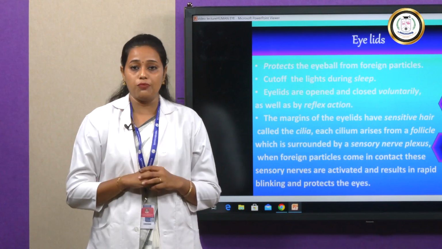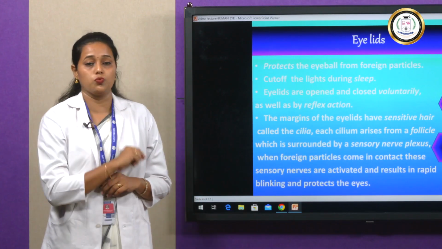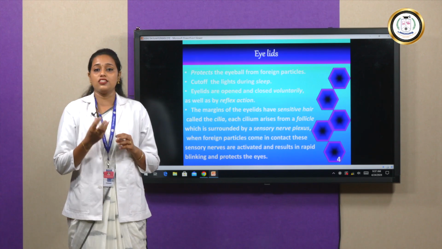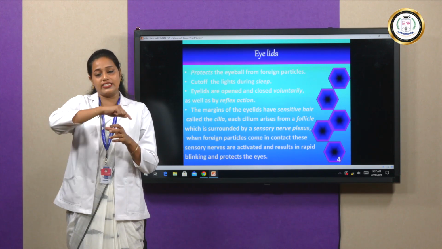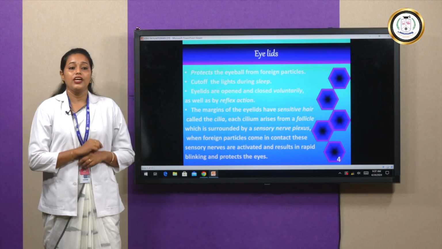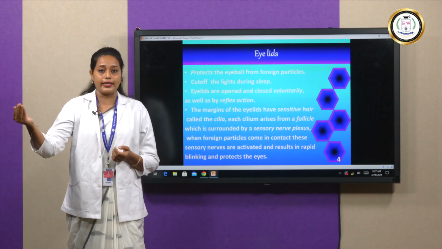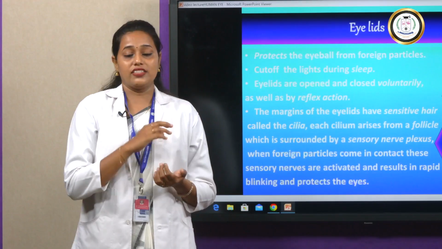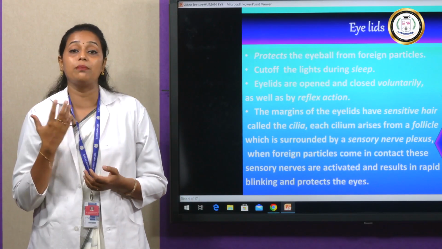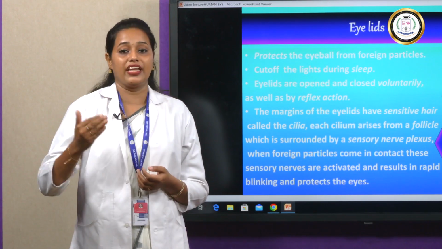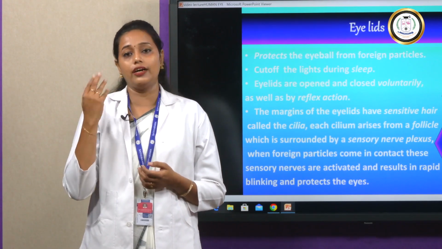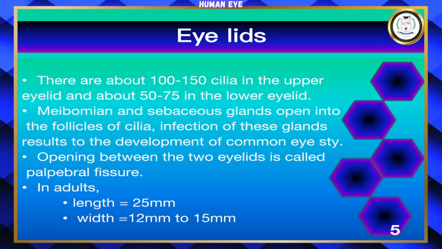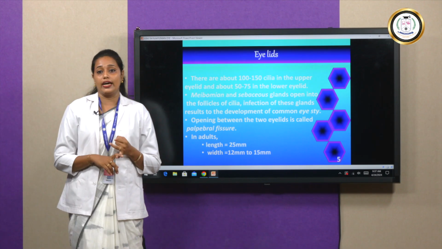On the margins of the eyelids, we have sensitive hair-like structures called cilia. Each cilium arises from a follicle, and that follicle is surrounded by a sensory nerve plexus. When a foreign particle is entering, the surrounding sensory nerve plexus gets activated. As a result of activation, it results in rapid blinking of the eyes in order to eliminate the foreign particles which have reached the eyelids. In the upper eyelids, there are about 100 to 150 cilia, whereas in the lower eyelids, there are about 50 to 75 cilia.